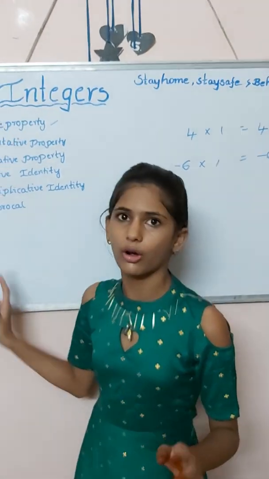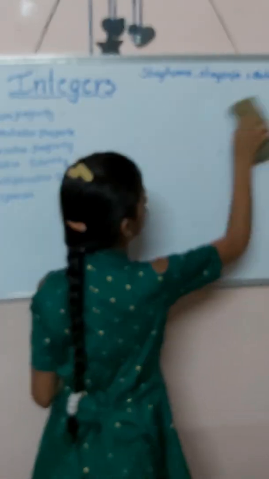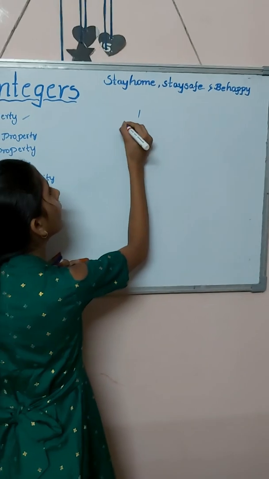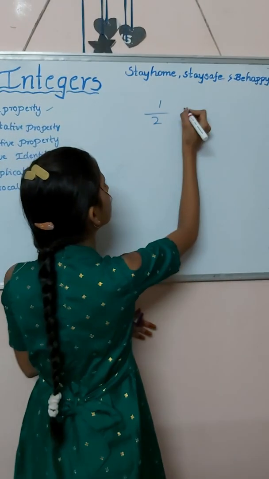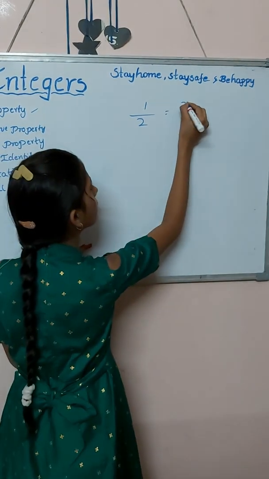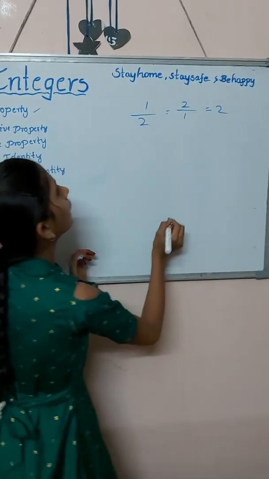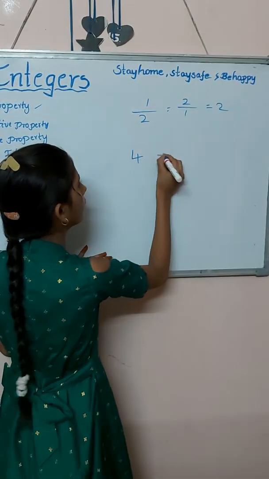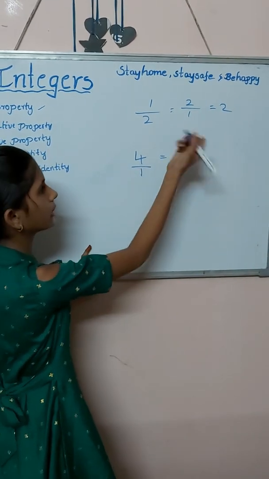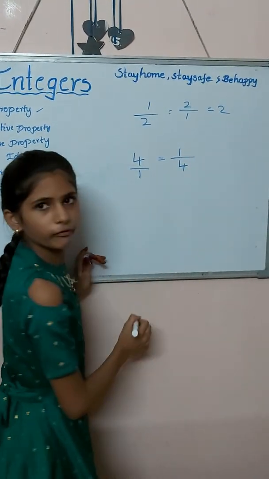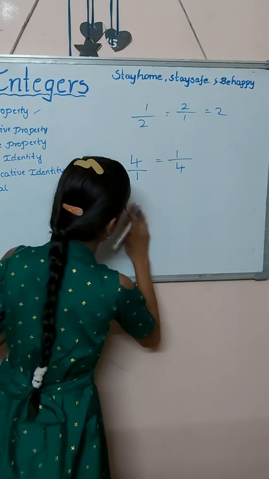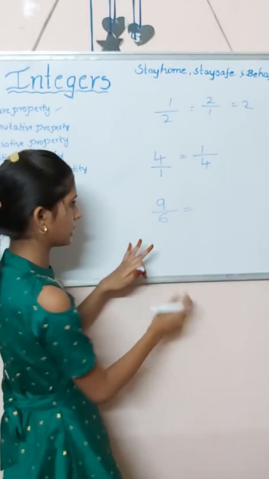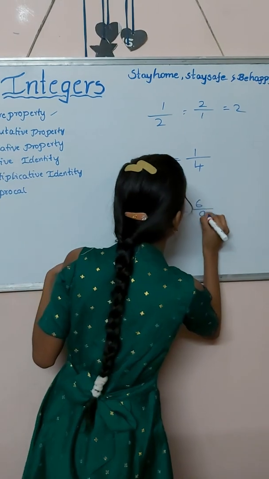Next one is reciprocal. Suppose I am taking 1 by 2, what is the reciprocal? We want to reverse it. Then the answer will be 2 by 1, which is nothing but 2. Suppose I am taking 4. What is the reciprocal of 4? We know 4 is nothing but 4 by 1. So its reciprocal is 1 by 4. Next example is 9 by 6. Then what is the reciprocal of 9 by 6? Reverse. 6 by 9.